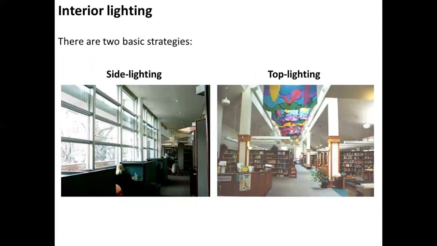Okay, now these are some photographs that show you the side lighting as well as top lighting. These openings allow a maximum amount of daylight, ensuring that no additional artificial lighting is required. Okay, so these are the basic strategies to allow the daylight. Most commonly used are windows, okay, which is a side lighting.